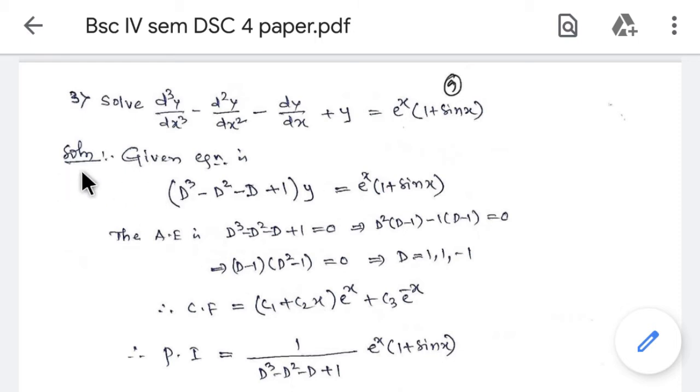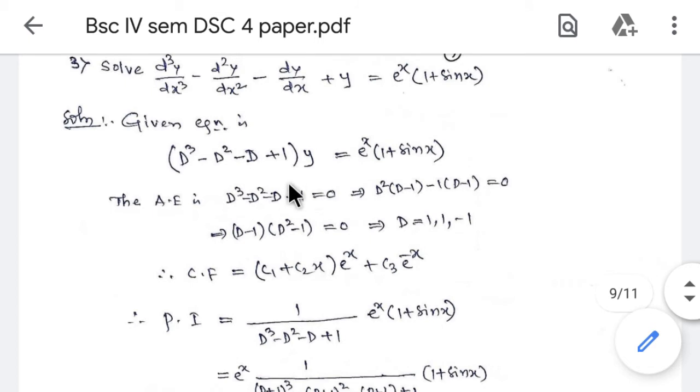So, solution: you have to write the given equation in the symbolic form. D cubed minus D squared minus D plus 1 into y is equal to e raised to x into bracket 1 plus sin x. First you find the first part of the solution, that is the complementary function. You have to find it with the help of the auxiliary equation.